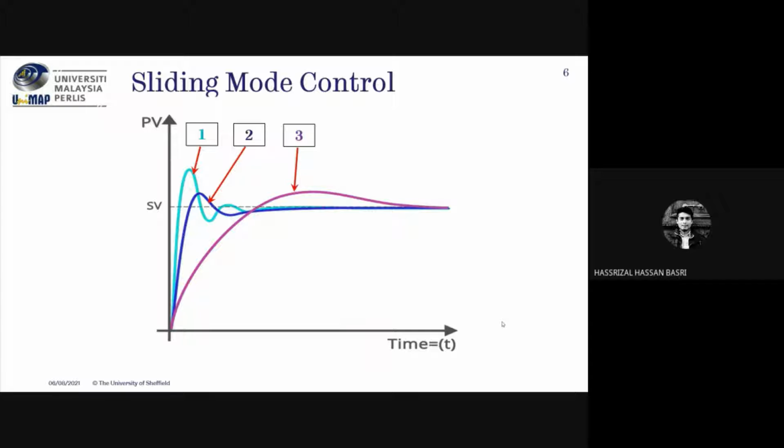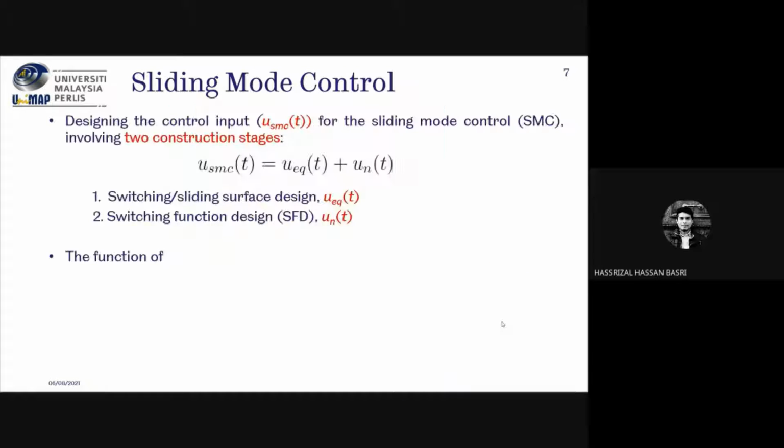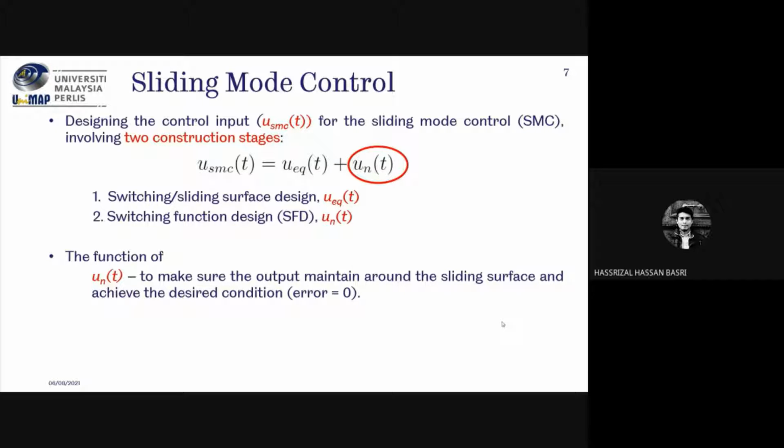Okay, and then we go to the second part, the switching function design, SFD. What is the function of the UNT? The function of UNT is to make sure the output is maintained around the slice phase and achieves the desired condition, error equal to 0. So for sure, when we have an output, we want to make sure our output gives an output error equal to 0. We don't want any error inside our performance. So this is the function of the UNT.